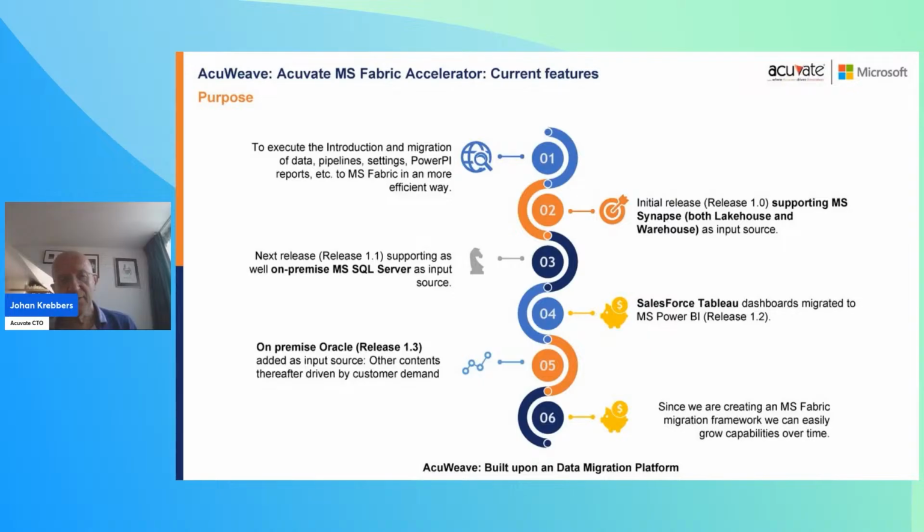You can do the same for your Oracle on-premise databases, or for instance for your SQL Server on-premise databases. We can fully automate their migration to Fabric, the Fabric OneLake environment. So these are examples of things you can do with Acuvate as an accelerator.